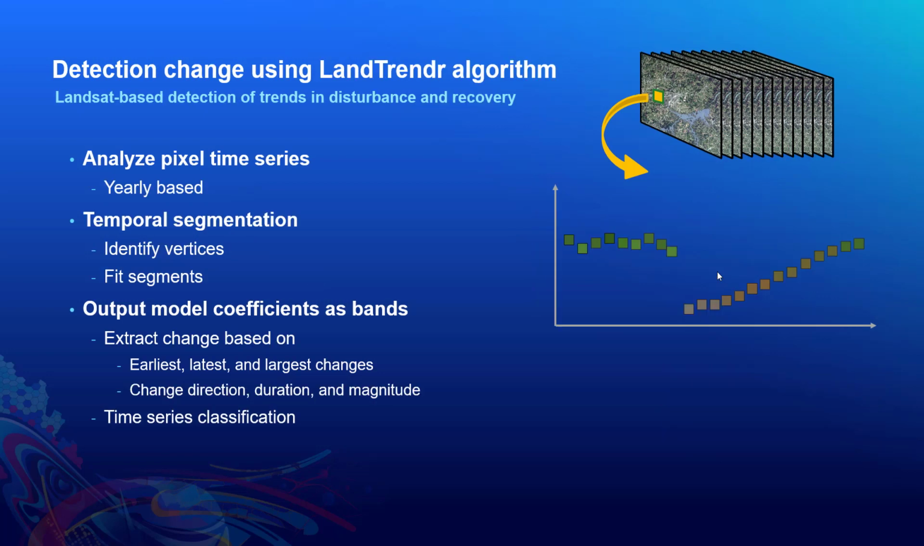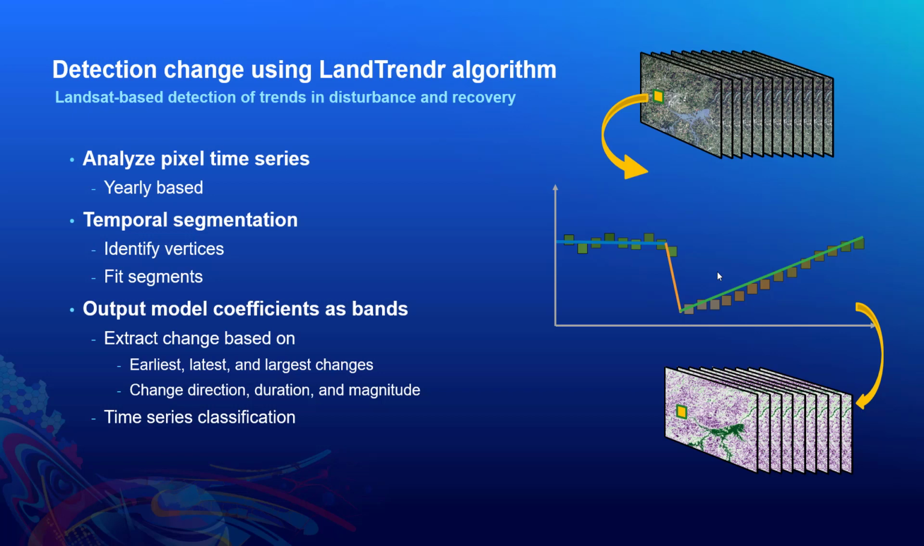The other algorithm is LandTrendr. Its full name is Landsat-based detection of trends in disturbance and recovery. So the name kind of tells what the goals of the algorithm are. This algorithm uses one image per year and performs temporal segmentation for each pixel time series. So each segment has a start date and an ending date, and it also has the magnitude and the duration.